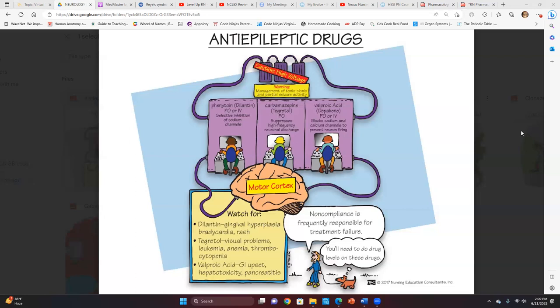Do not give any of these medications, phenobarbital, phenytoin, valproic acid, or gabapentin, before the patient has electroconvulsive therapy. If your patient is on any of these anti-epileptic or anticonvulsant medications, initiate seizure precautions. Who can tell me what seizure precautions are?